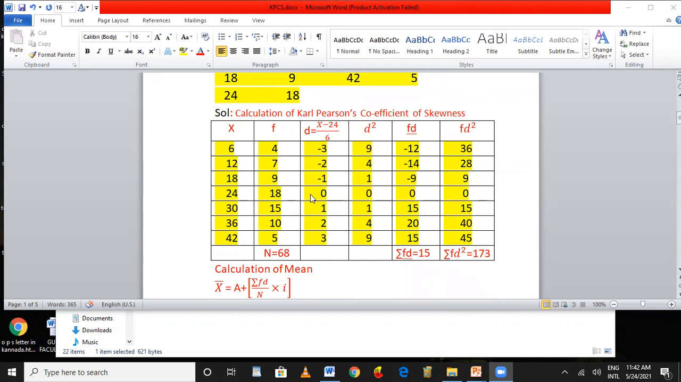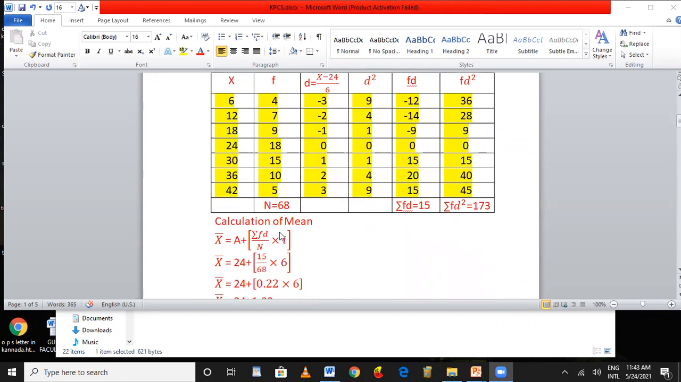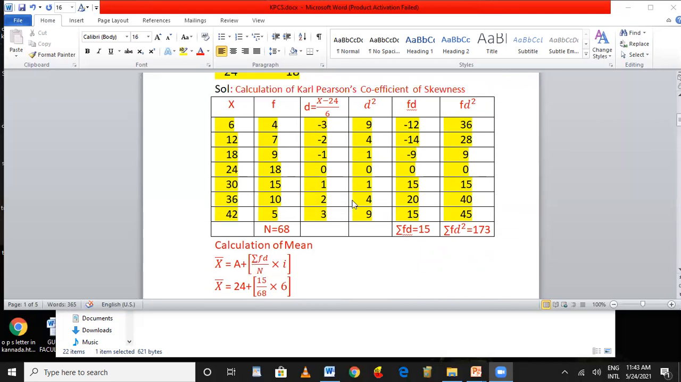Then we have to square the deviations. Minus 3 into minus 3, 9. Minus 2 into minus 2, 4. Minus 1 into minus 1, 1. 0 into 0, 0. 1 into 1, 1. 2 into 2, 4. 3 into 3, 9. Then we have to multiply FD: 4 into minus 3. Because in order to apply the arithmetic mean, we have to use the formula A plus sigma FD by N into I. You have to multiply the FD first. That is the deviations which have been taken from the assumed mean, and then square the deviations.